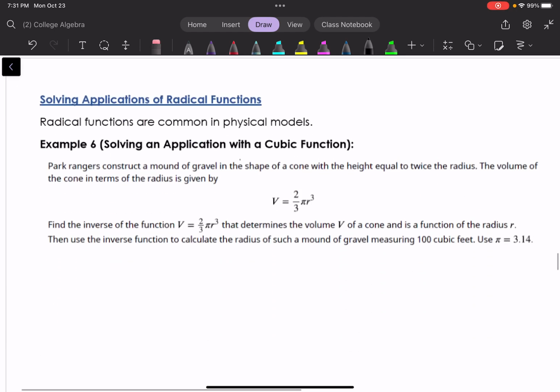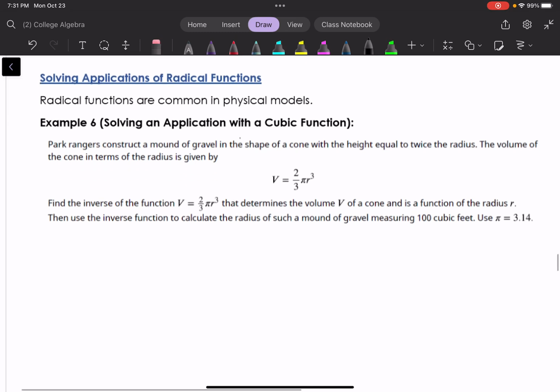All right, so applications of radical functions. So radical functions are common in a lot of physical models when we use these in the real world. And so example 6 takes this cubic function for a cone shape where the height is equal to twice its radius. And so we're given this formula, right?